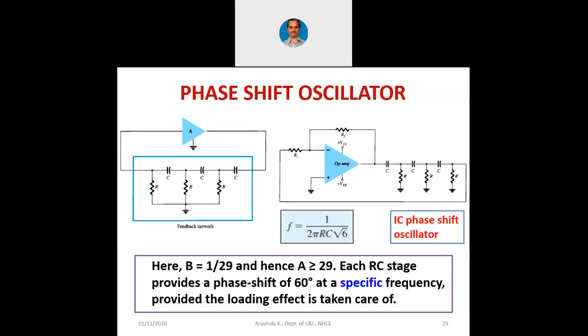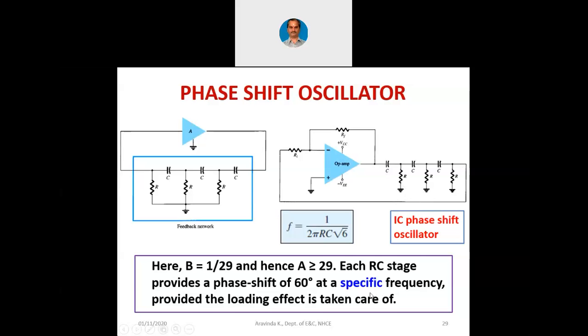We were discussing this phase shift oscillator in the previous class, and we have been seeing the circuit implementation using operational amplifier. As operational amplifier is an ideal amplifier, its input impedance can be considered as infinity and its output impedance can be considered as 0. So in such a case, these three CR networks can be directly utilized for producing 180-degree phase shift. That means 60-degree each at a specific frequency.